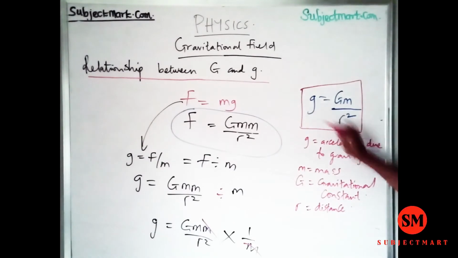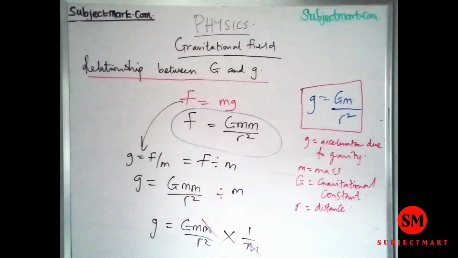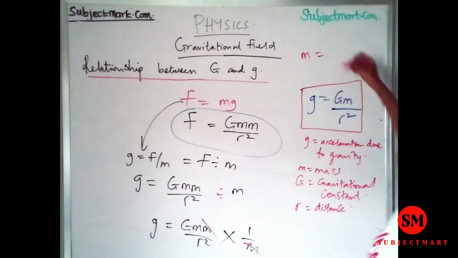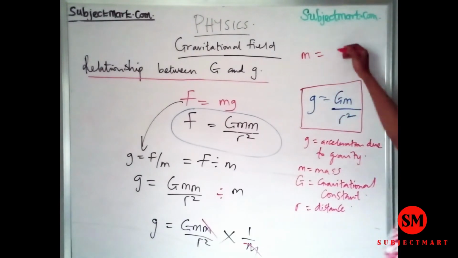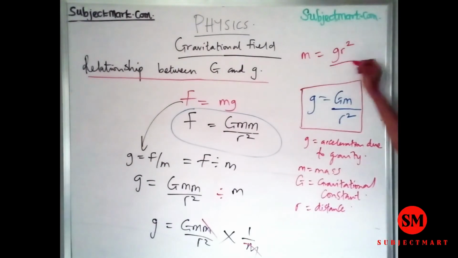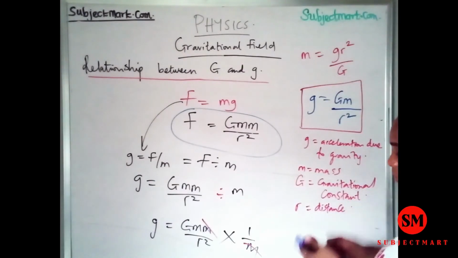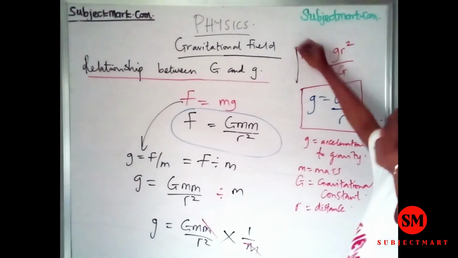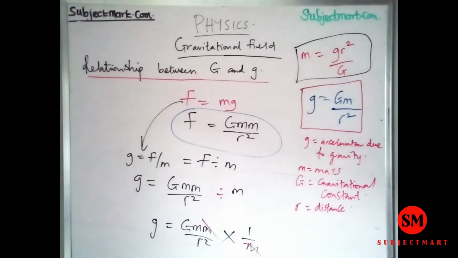From here, we may decide to establish a relationship by making M also the subject of formula. If we make M the subject of formula, this is what we are going to have: g R squared over G.